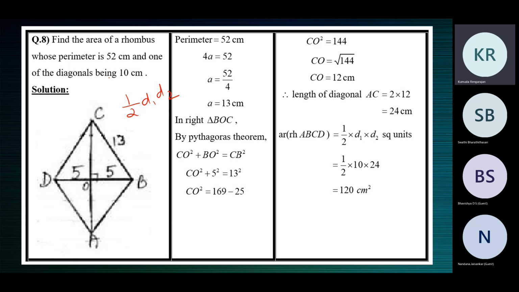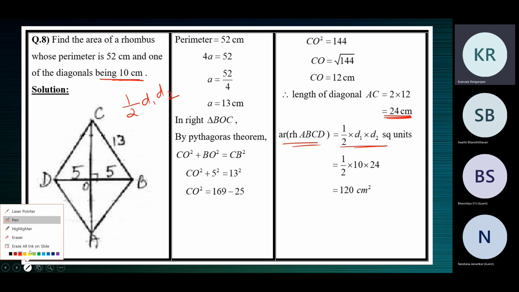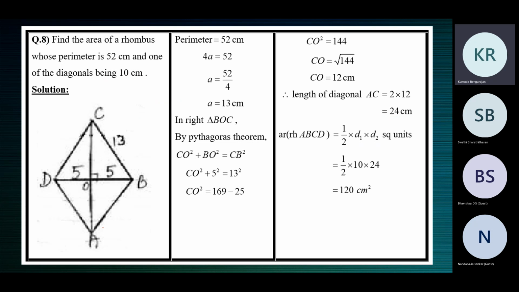Because we are given that the length of one diagonal is 10 centimeters, with the help of the given information, we find the length of the other diagonal, that is 24 centimeters. And then we find the area of the rhombus using the formula half d1 d2. So now the question is, we know the length of one diagonal. What is the length of the other diagonal? To find it, we need to draw a figure and write all the information given in this figure. Only then you get an idea as to how to proceed.